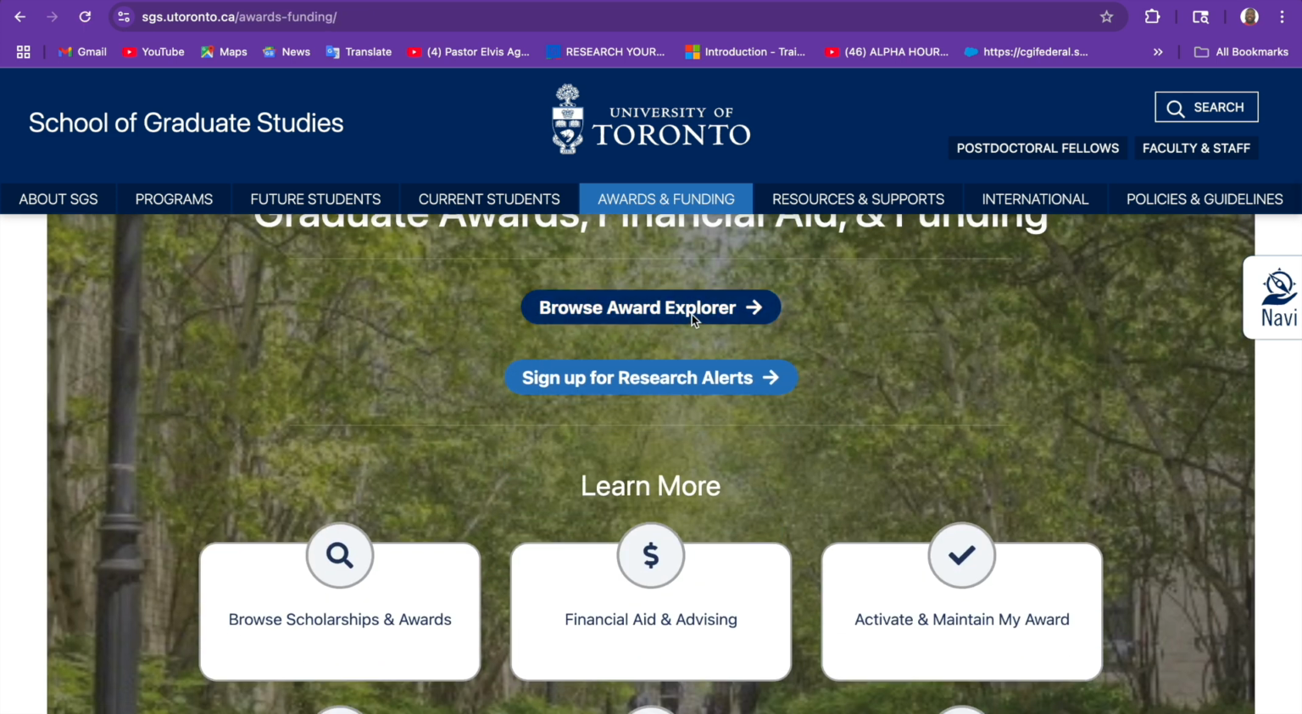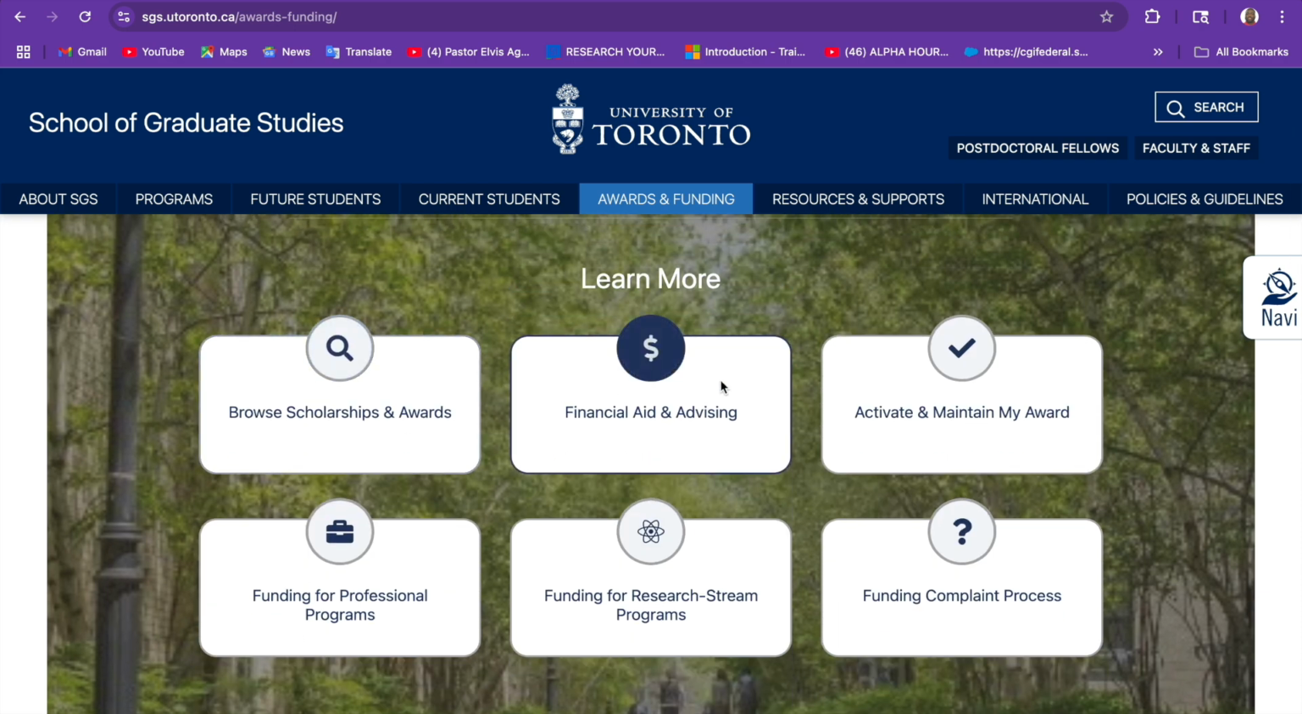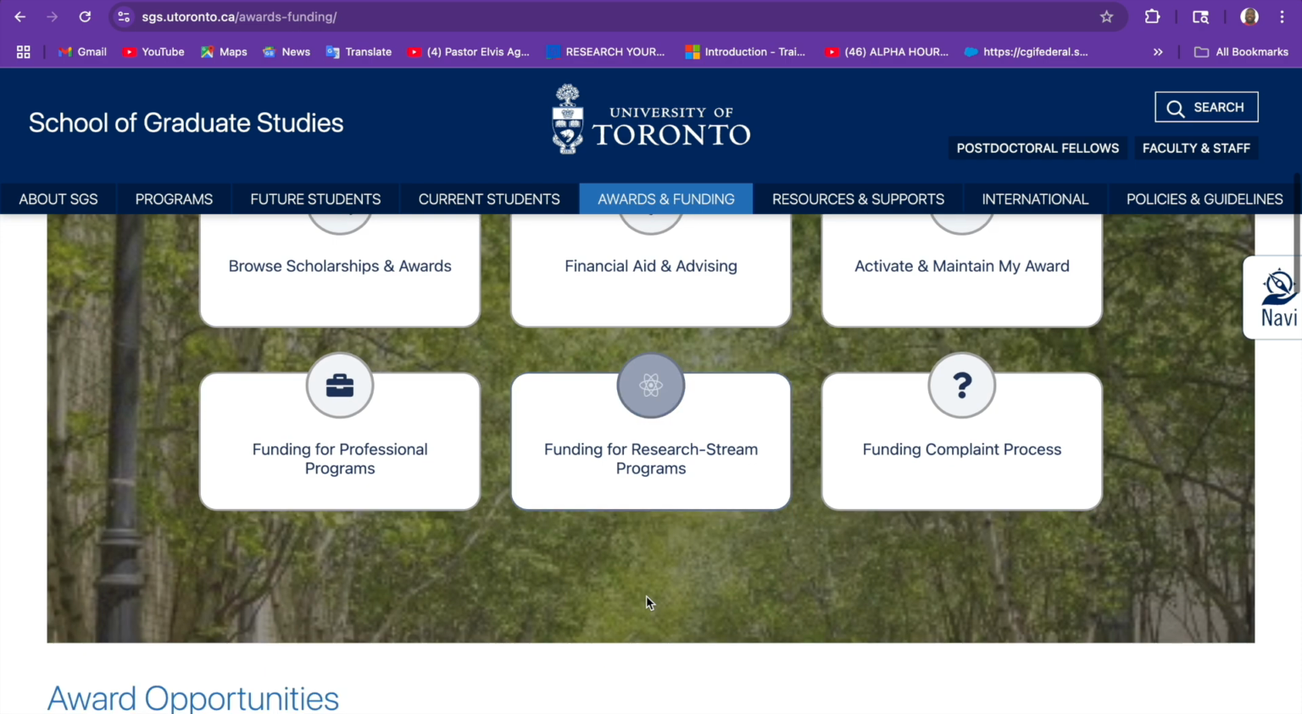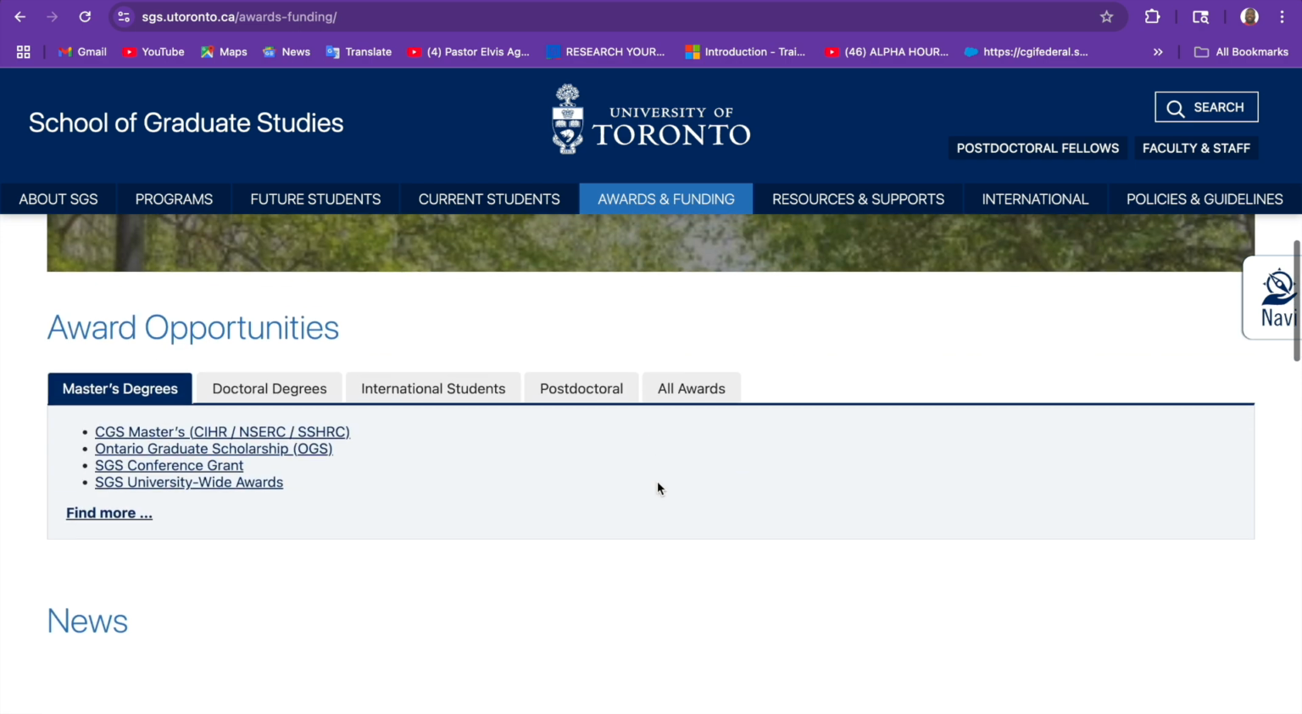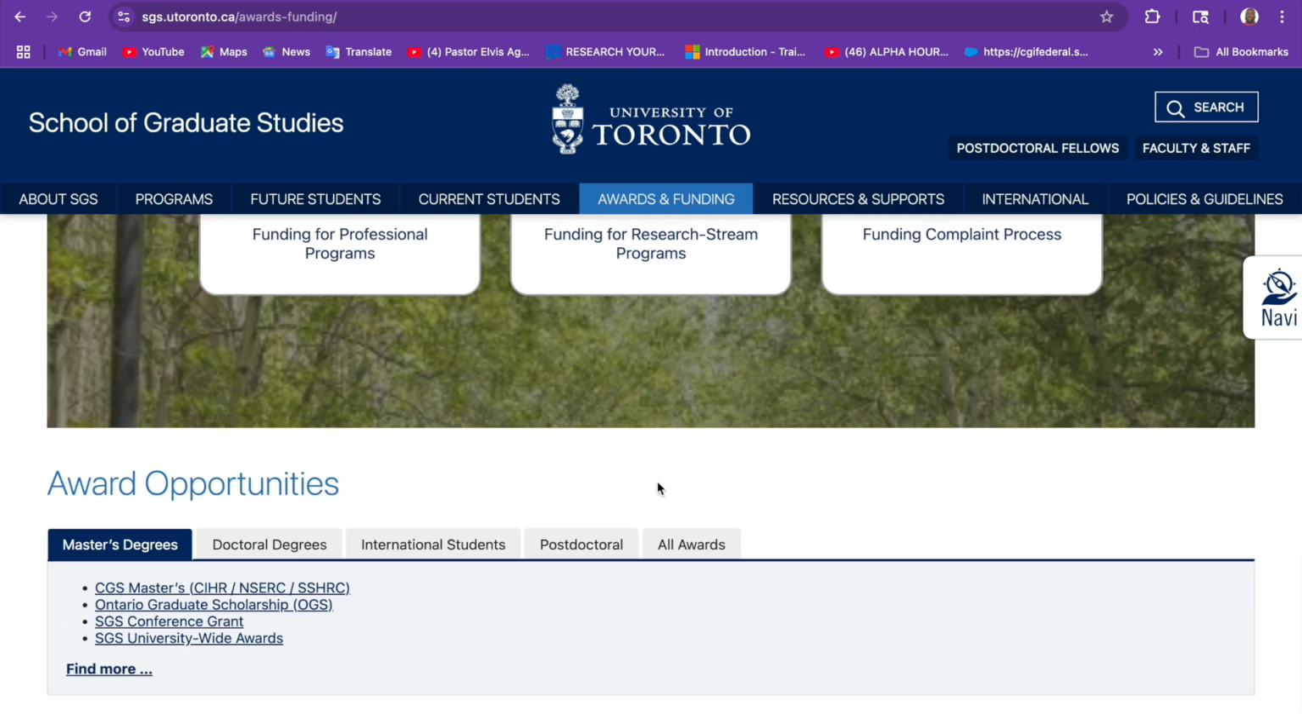Browse Award Explorer. I will not go for that. Financial aid is here. This is scholarship. This is financial aid. It's also scholarship. Funding for professional programs. Funding for research stream programs. If you are going for PhD, basically you are research stream. So you look at that. But it's even clearly laid out here.